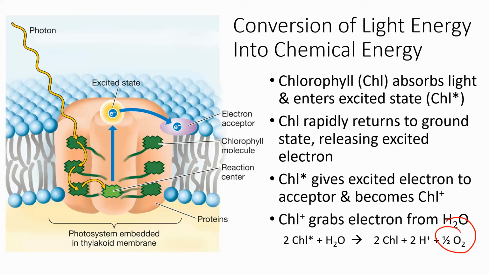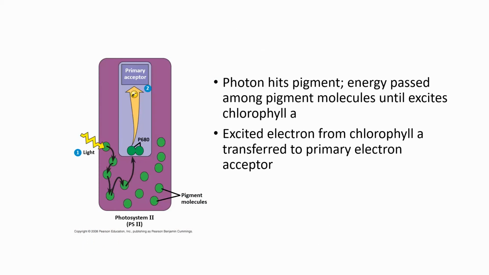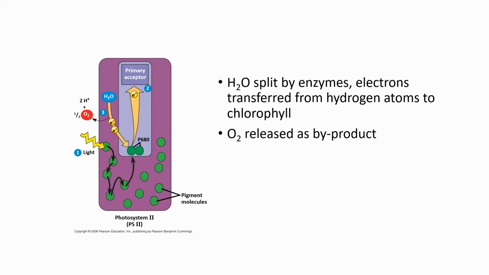So the purpose of water in this is just to serve as a source of electrons. The purpose of oxygen is that it is a waste product left when you strip the electrons off of that water molecule. So once again, we're looking at this in a slightly different way. A photon of light hits a pigment, energy gets passed around until it hits that special pair of chlorophyll A, and then that chlorophyll A molecule is going to give an excited electron to the primary electron acceptor, at which point you're going to have some enzymes split water.